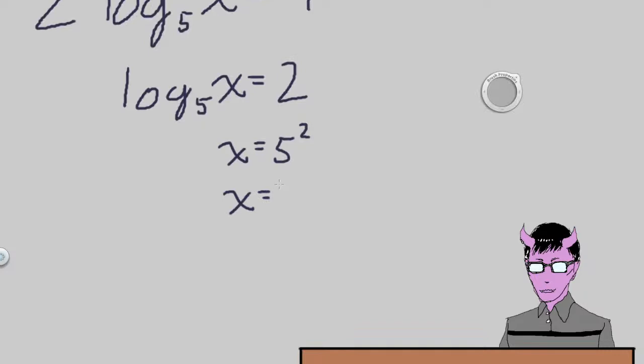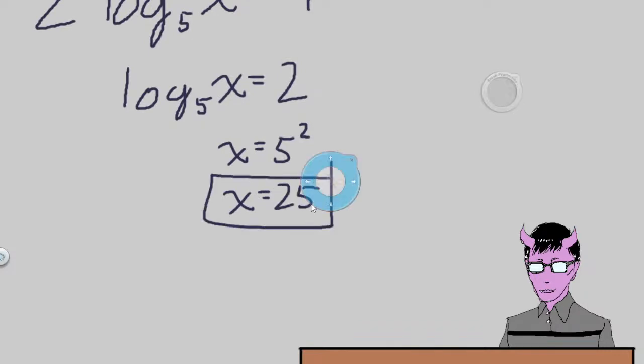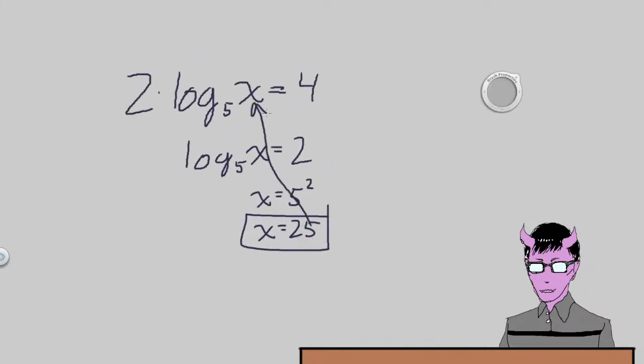And what do you know? Very straightforward. x is equal to 25. Yep, it's a valid answer. We are good to go for the situation. So that's the simpler route, if you simply divide both sides by 2.